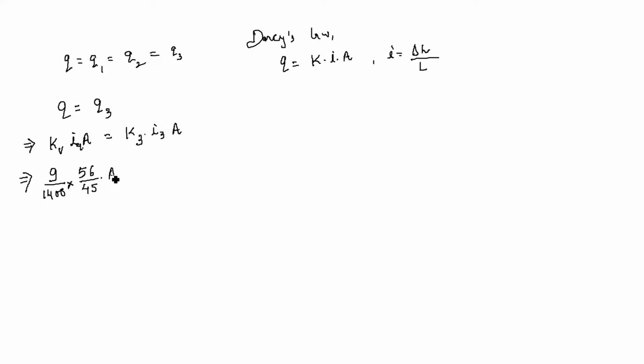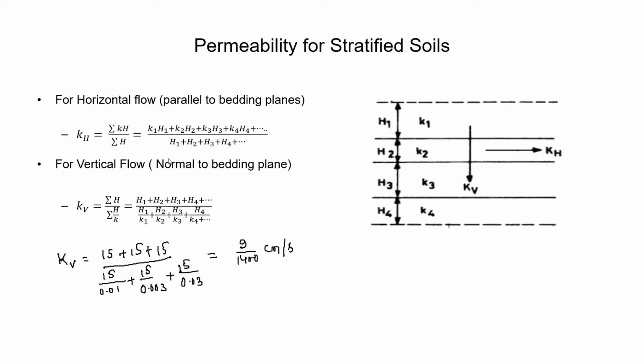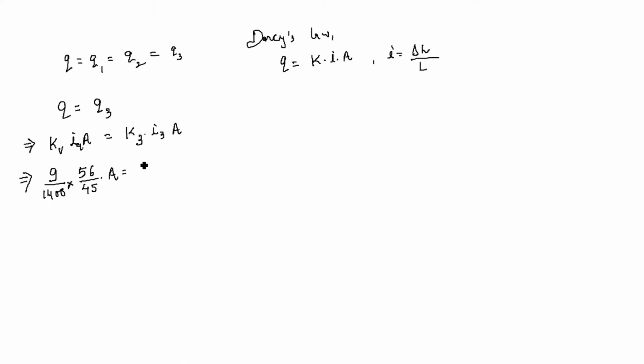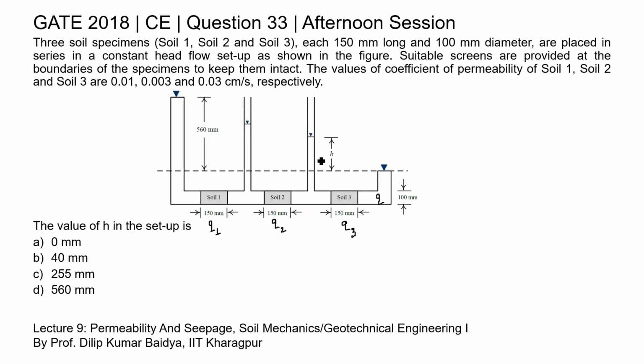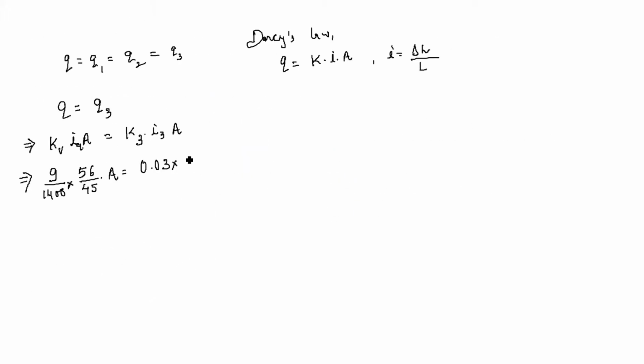Now for area A, and K3 is 0.03. I3 means the hydraulic gradient at soil 3. The head causing flow in soil 3 is H, so this is H divided by the length of the soil specimen, 15 centimeter, into A. Since the cross section area is the same in both equations, A will cancel out. If we solve this equation, we get H as 4 centimeter.